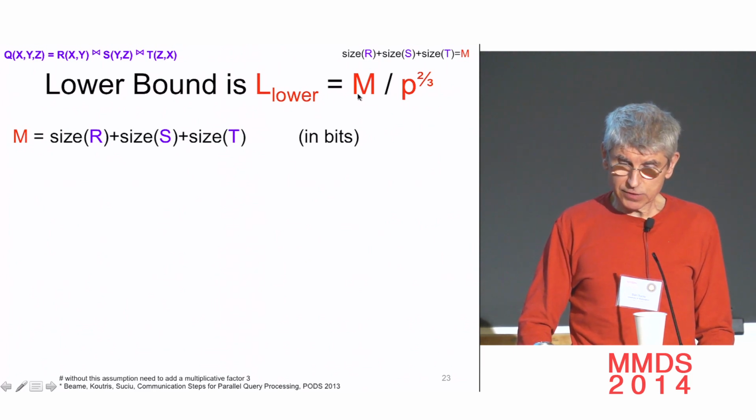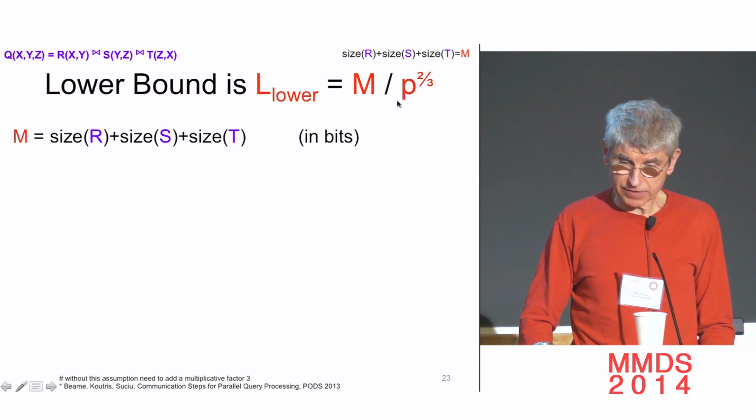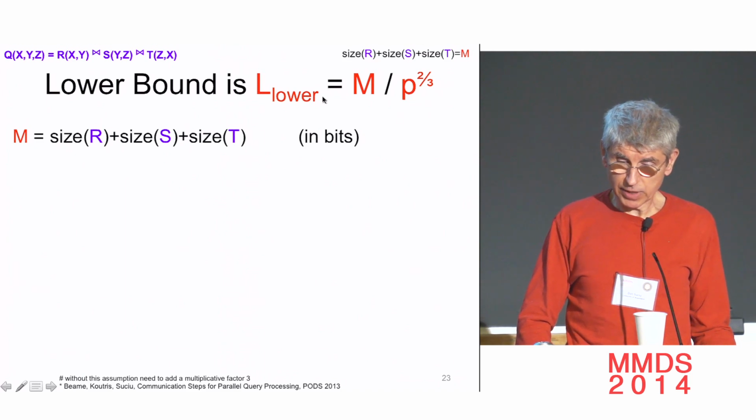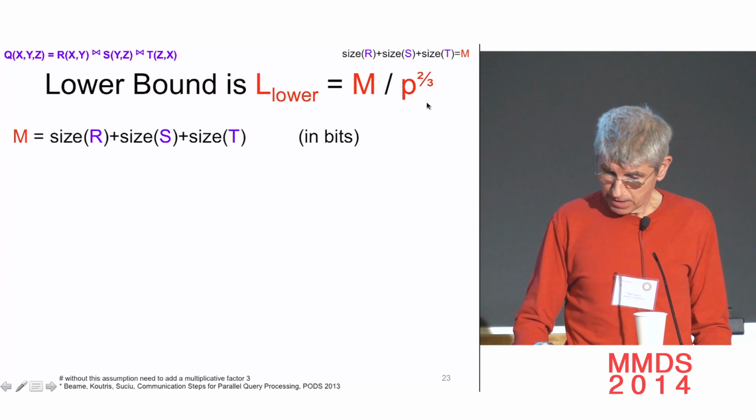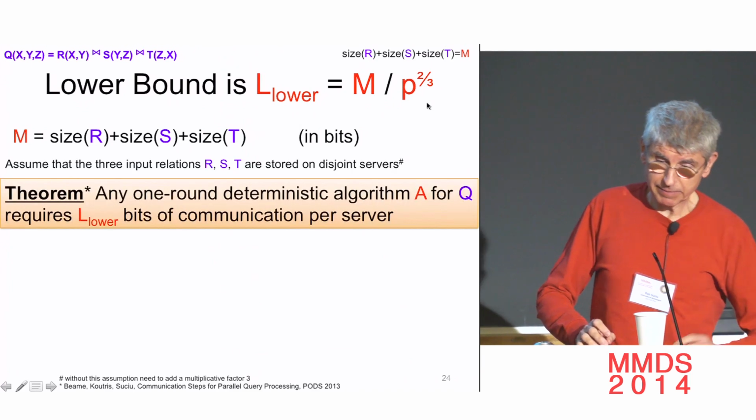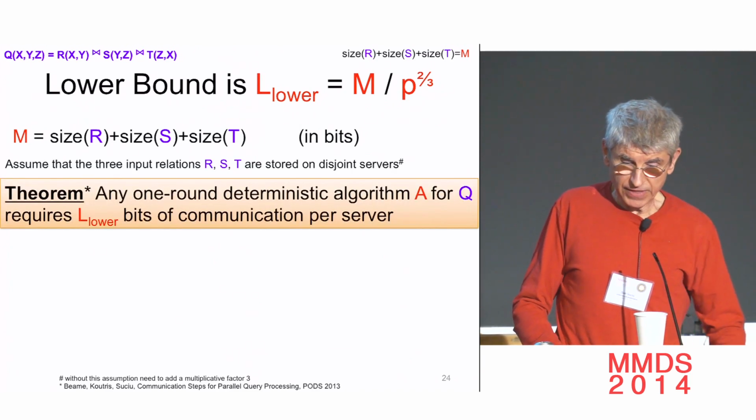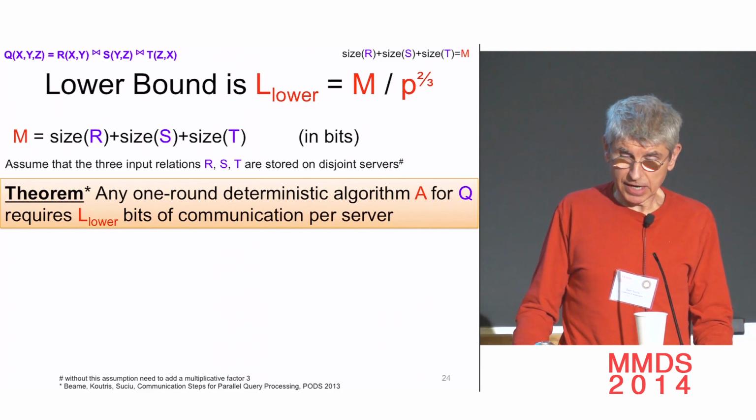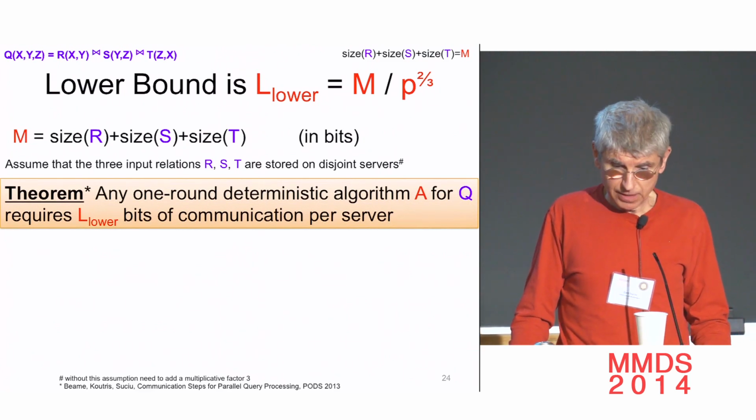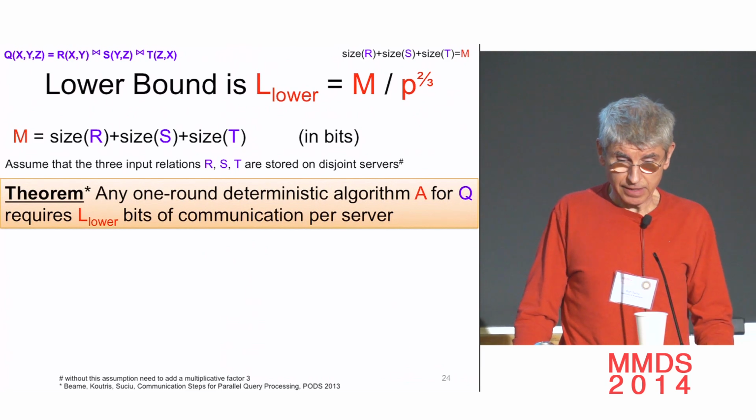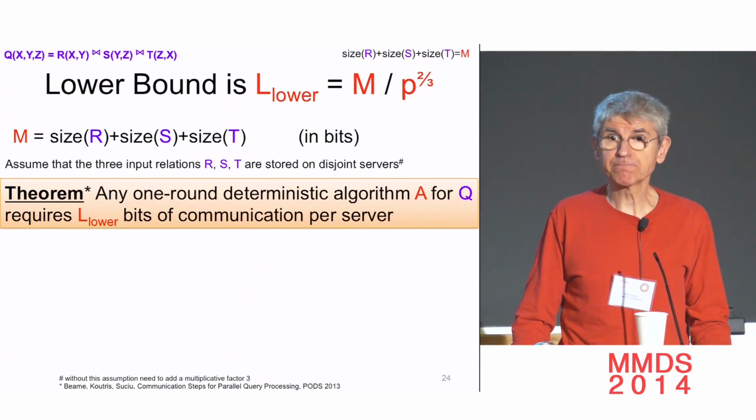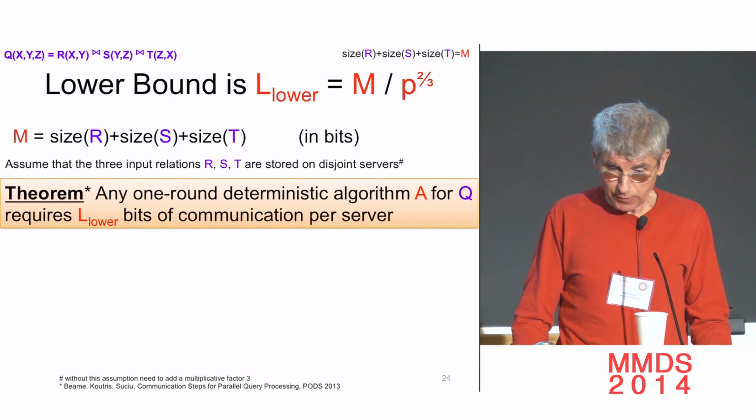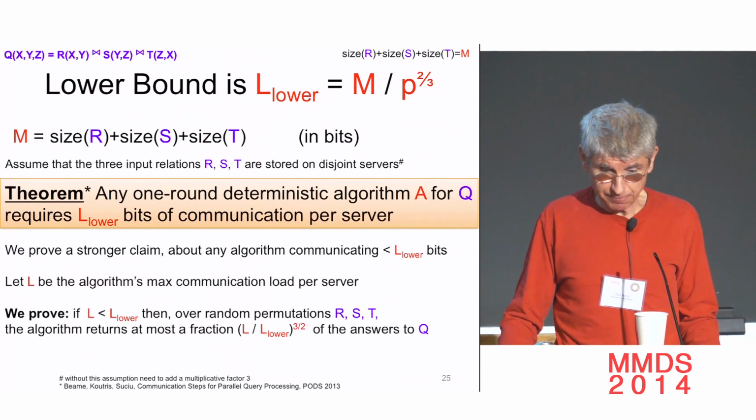Given m, the size of the input data, and p, the number of servers, let me denote L lower to be this quantity, m by p to the 2/3. So the theorem is that any one-round deterministic algorithm for computing the query requires at least L lower bits of communication per server.